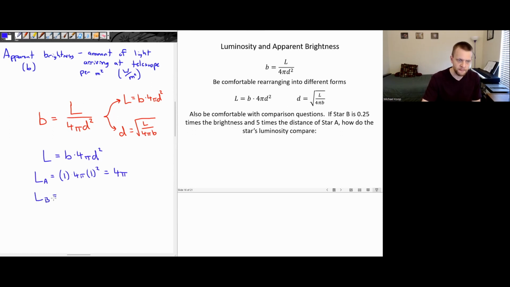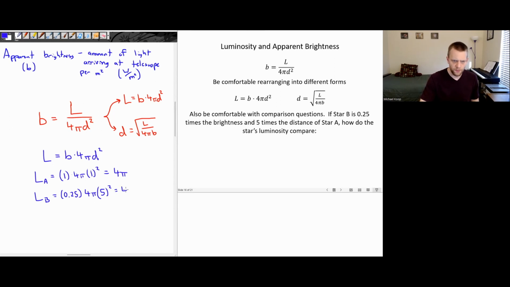So for star B, it's 0.25 times the apparent brightness. For star A, I said 1 was the original apparent brightness, so I want 0.25 times that. Again, this is one reason why it's nice just using ones to begin with, because when we're saying it's only 0.25 times, if we're starting with 1, we can just use 0.25. Times 4 pi times the distance squared. Well, we're saying star B is 5 times further away than star A. We said star A's distance was 1, so we're now changing that to 5 for star B.